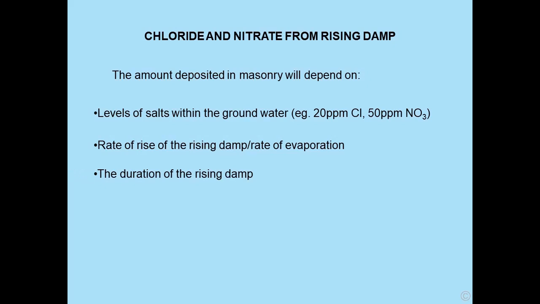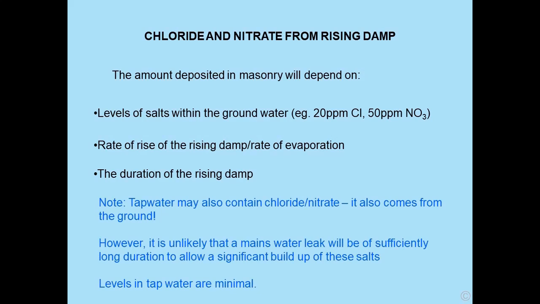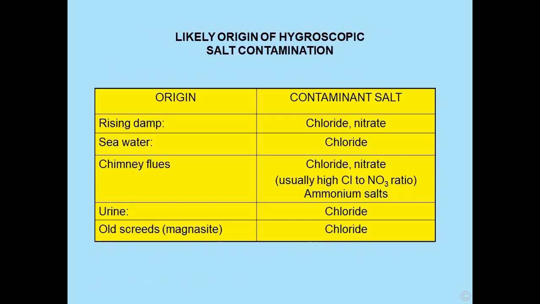And now, if we're looking at properties without a damp-proof course, we are looking at a long time, over 100 years. Tap water may also contain chloride and nitrate, and it also comes from the ground. However, it's highly unlikely that a mains water leak will be of sufficiently long duration to allow a significant build-up of those salts, and levels in tap water are therefore usually minimal. You can obtain the composition of your local tap water from the local water board.